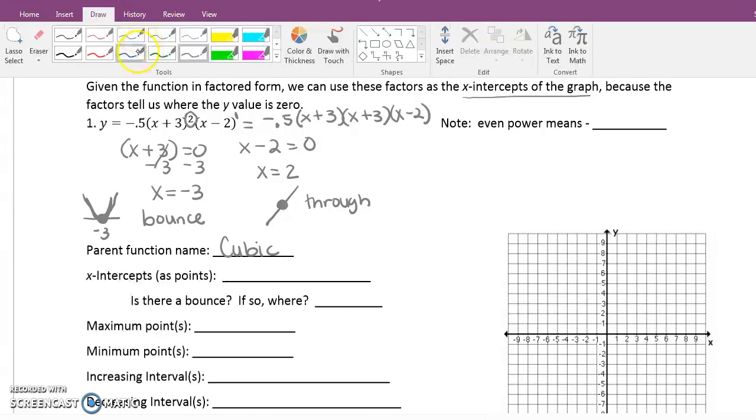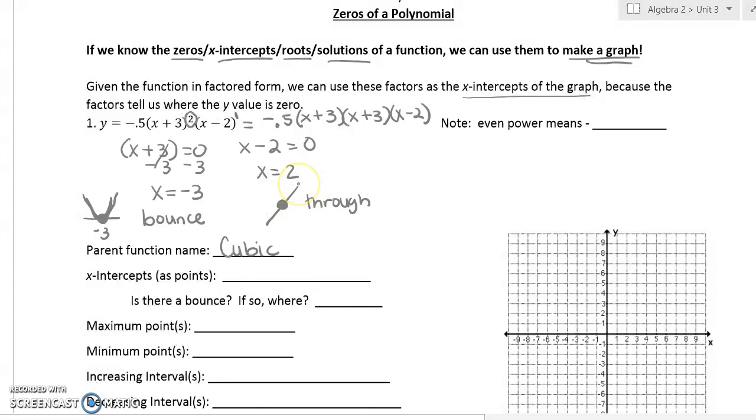The x-intercepts are what we solve for, and they can be written as points. One of them will be negative 3 comma 0. And the other one is 2 comma 0. But remember that x equals negative 3 technically is happening twice, so I can go ahead and say negative 3 comma 0 again. Doesn't make a difference, but it's nice to have it. Now, is there a bounce? The answer is yes. Where? It's at negative 3 comma 0 because it is squared. Because it's x plus 3 squared, we know that there's a bounce there.